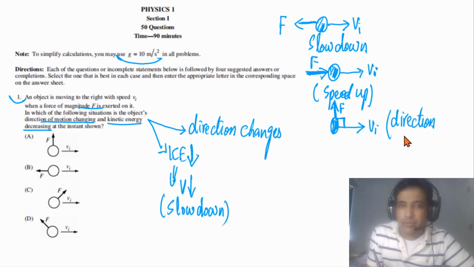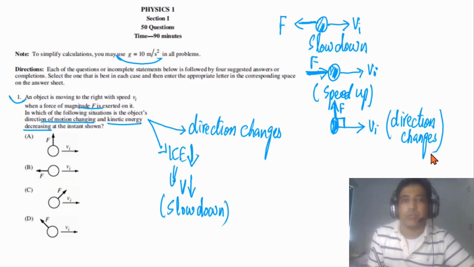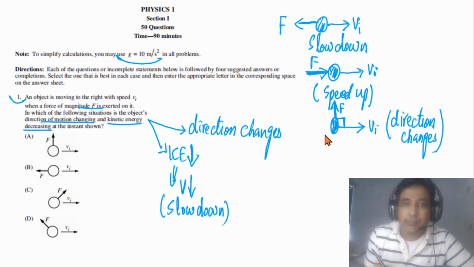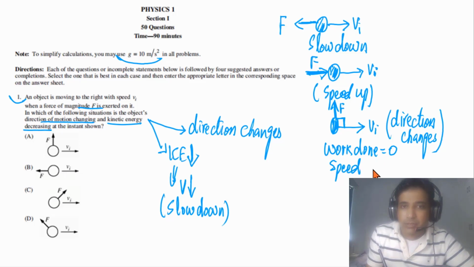Only direction changes. So the speed of the object will not change, but only its velocity will change. So direction of motion will change, because in this case work done is equal to 0. And so work done by this force is equal to 0. So the speed will remain constant. So we will say in this case speed does not change, or we can say speed remains constant.